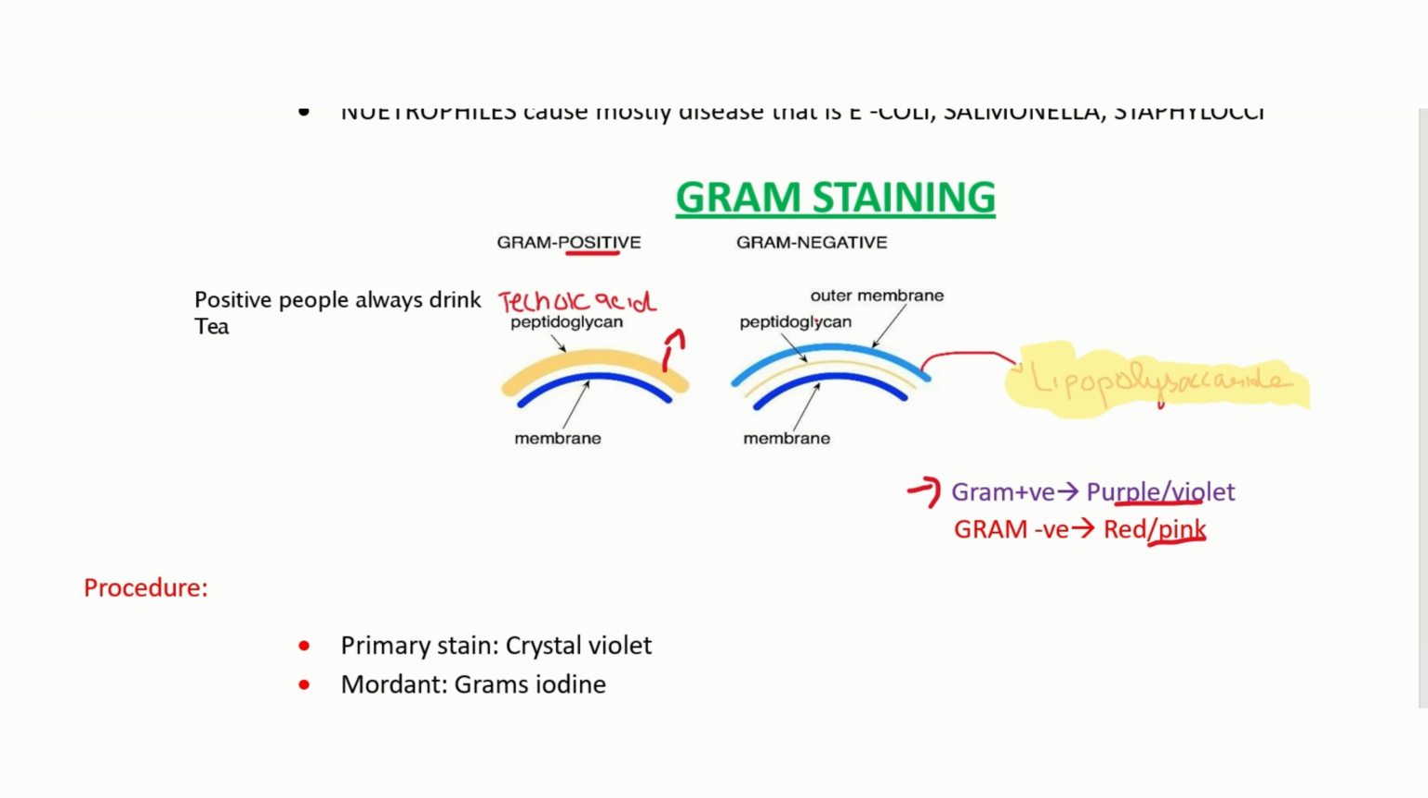The other one in gram negative is lipopolysaccharide. There is a lipopolysaccharide. That is also a differentiating factor. So the two things that differentiate gram positive and gram negative, the first one, the important one, is the peptidoglycan layer. In gram positive, the peptidoglycan layer is thick, and in gram negative, the peptidoglycan layer is thin. Okay.